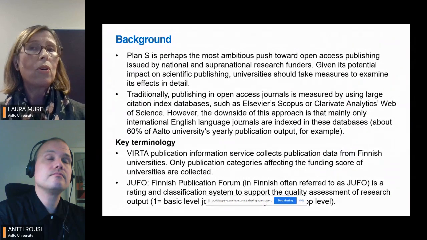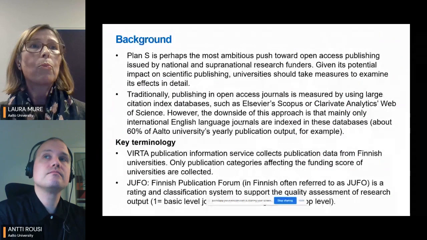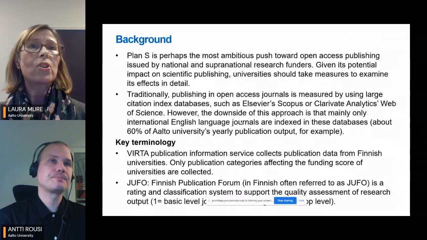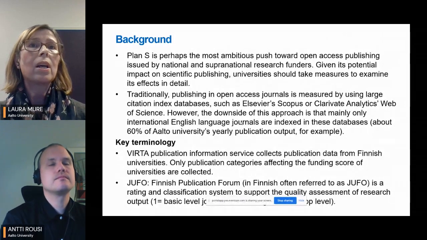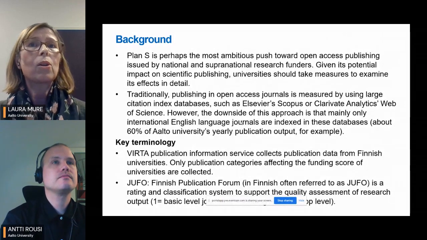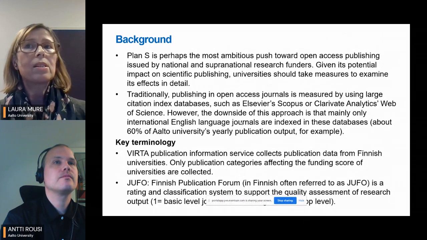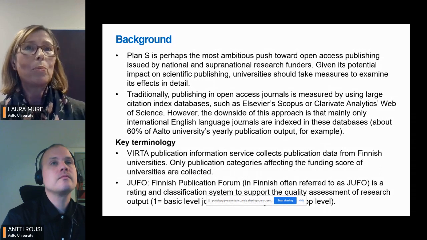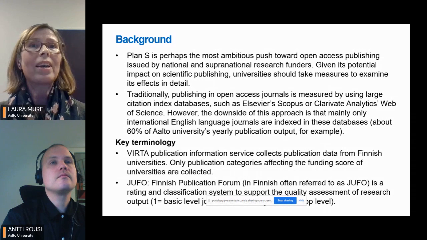And we also knew that we have quite a lot of information already gathered in the Pure system. For example, we have information like open access types, article processing charges, the Finnish classification rating system, and so forth. And one of the reasons why we wanted to try Pure is also that we could test how well Pure's new reporting model is actually working in practice.